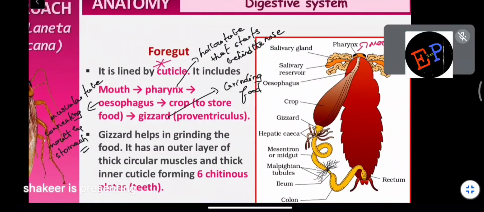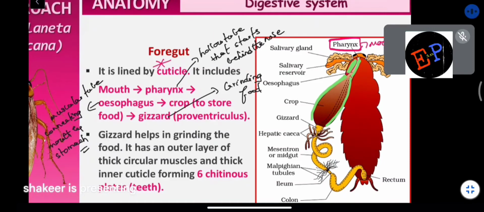It is a muscular tube. Clear, no? Then this esophagus again opens into a crop. And what is meant by crop here? See, here the parts are present. So this is the pharynx. Mouth opens into the pharynx. Pharynx is connected to the esophagus. This region we can call the esophagus. And the esophagus is again connected to the crop. And what is the function of this crop? The function of this crop is to store the food material.